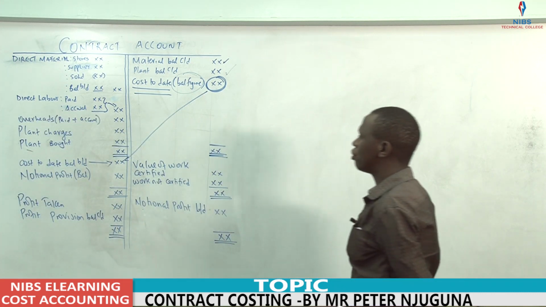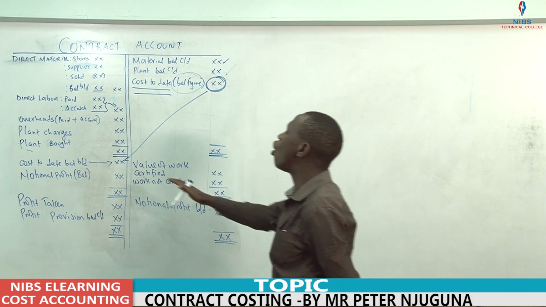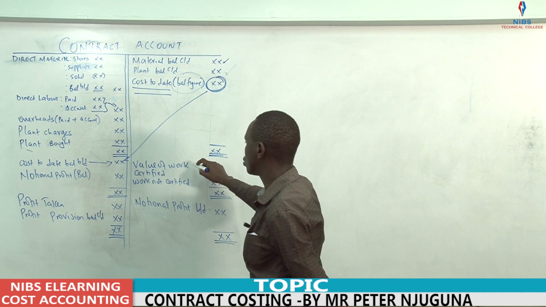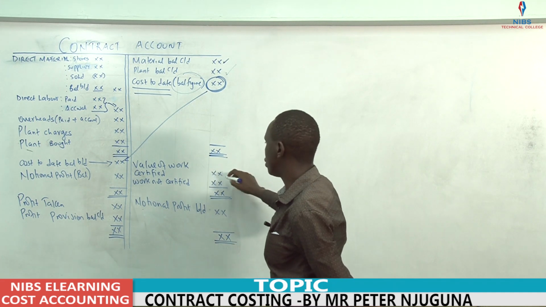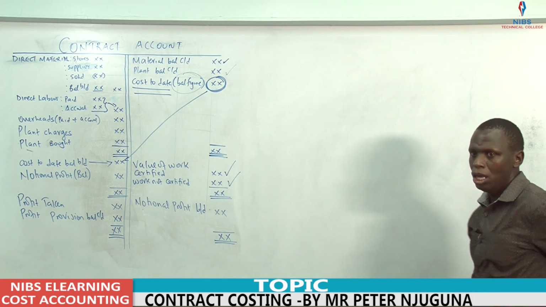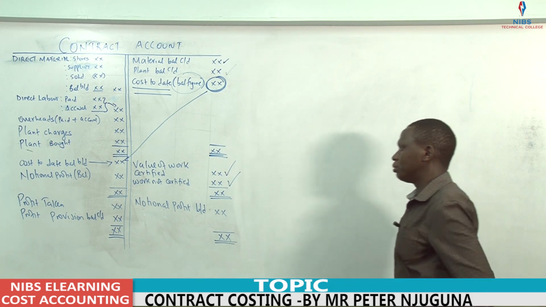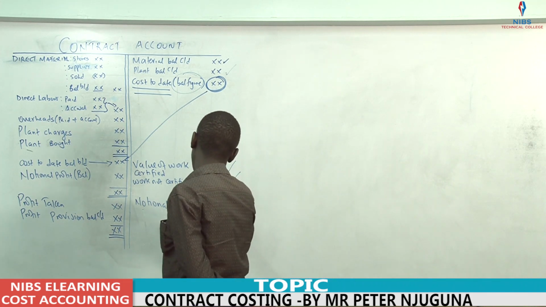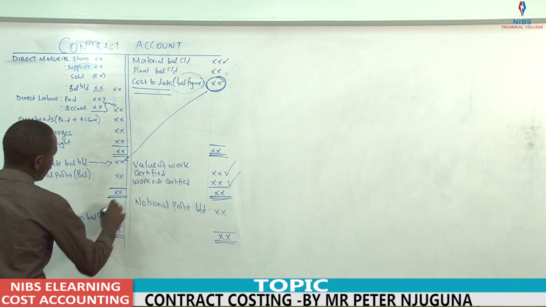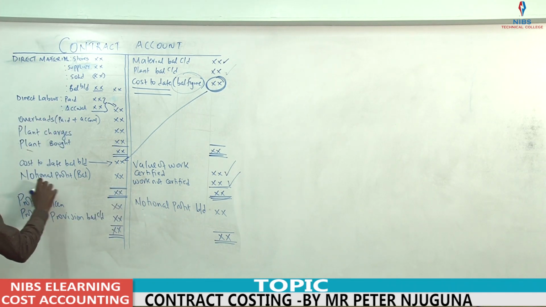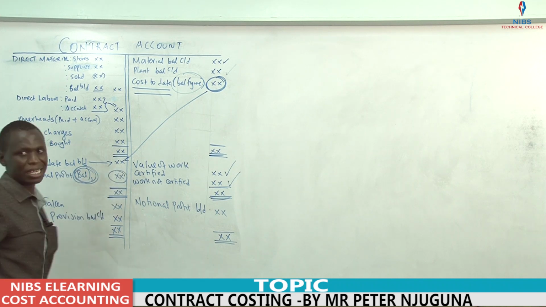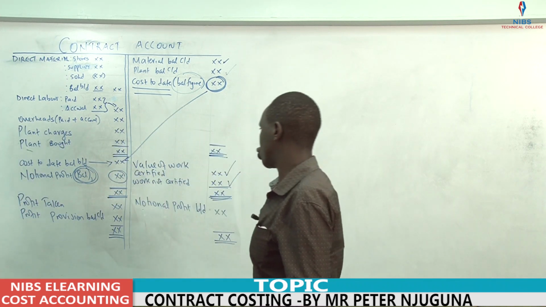Once you bring it on that side, you record now on the credit side, just below the total figures, these two values which will normally be provided to you: the value of work certified and the value of work not yet certified. After that, you balance off your account again. You get what we call notional profit. This is again a balancing figure. You get it as a balancing figure. Notional profit.